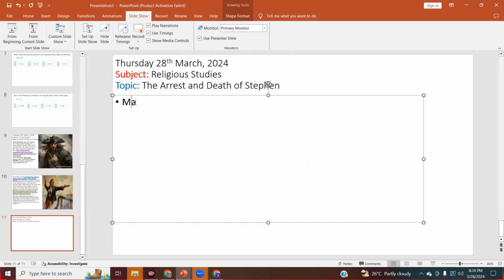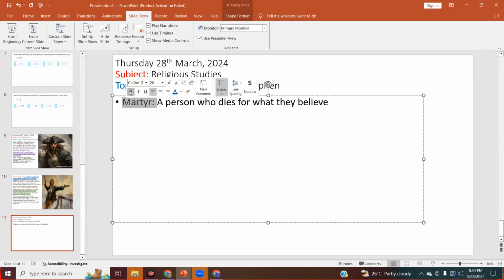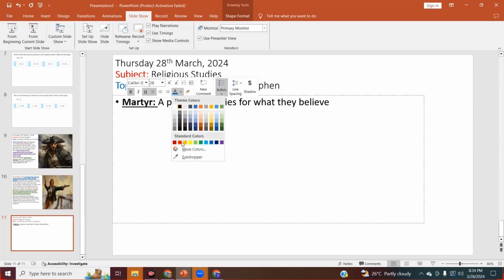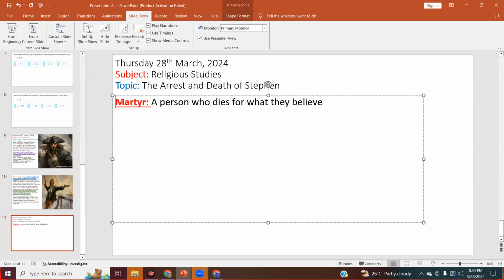When we say a martyr, what does it mean to be a martyr? Someone who dies for what they believe. Very good. A martyr is a person who dies for what they believe, so they die for their faith. They hold their belief so strongly that they're willing to die for their faith. That's what I mean by a martyr.